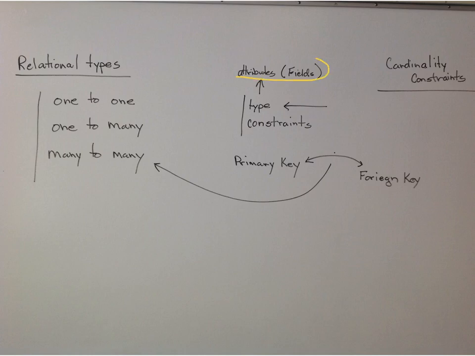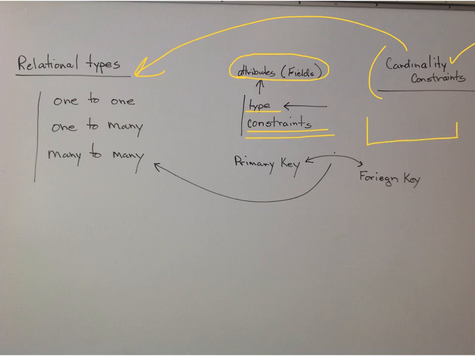Okay, we talked about attributes, constraints, so the type of attribute and what kind of constraints. We can have cardinality constraints, which are these over here, and we can have other types of constraints. You can have a certain domain that you pick from.